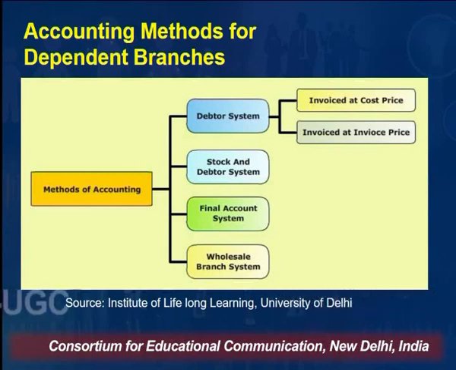The first one is debtors system. This is also known as debtors method. The second one is stock and debtors system. Third is final account system and fourth is wholesale branch system. So in this series, we are going to talk about the first two methods, that is debtors system and stock and debtors system. When we talk about how to prepare or how to calculate the profit or loss of branch under the dependent branches system, the first method which comes to our mind is debtors method or debtors system.